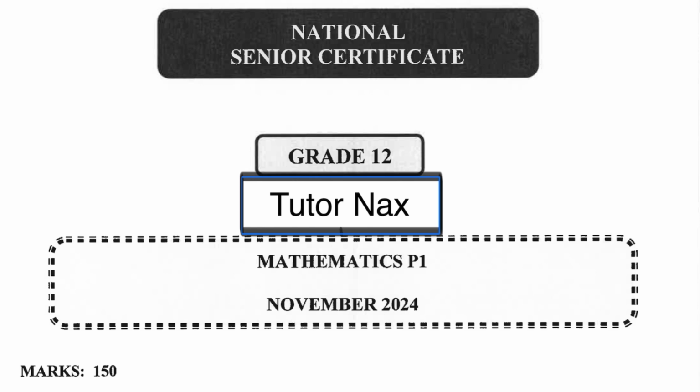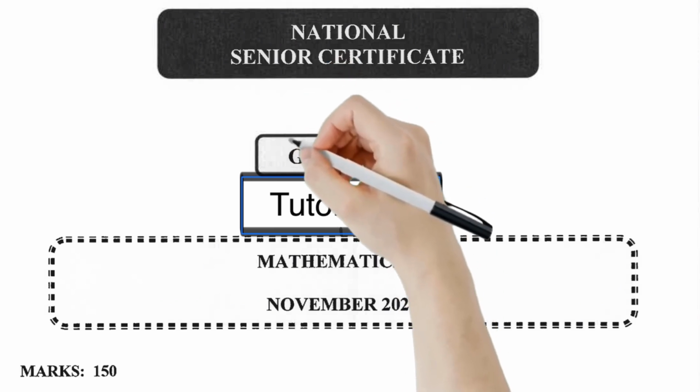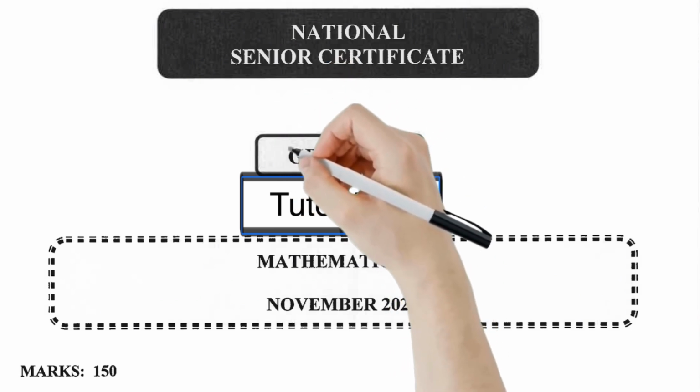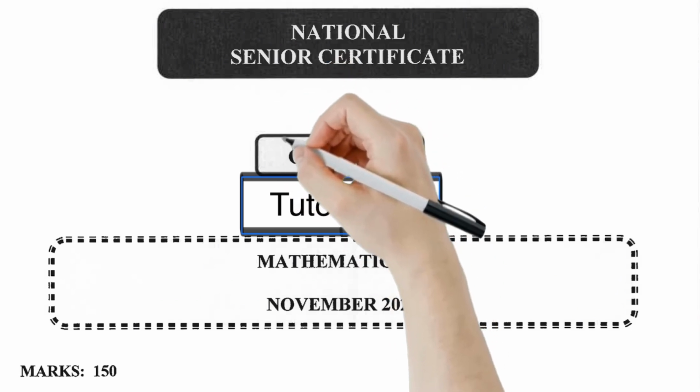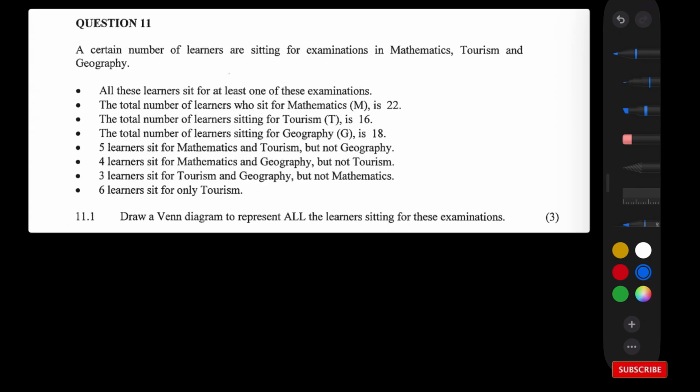We'll calculate the probability of sitting for at least 2 exams and test if 2 events are independent step by step. So grab your pen, sketch that Venn diagram, and let's make these marks together. Let's dive right in. Question 11.